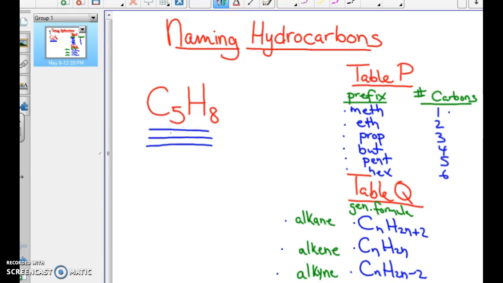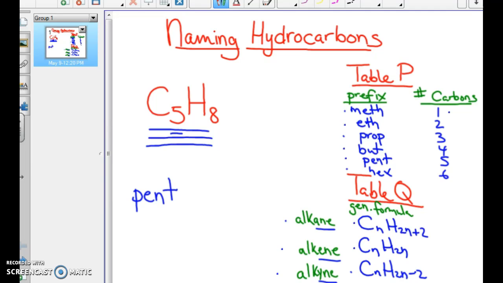Because I have 5 carbons here, that means that the name obviously has to have pent in it. Well, what does that mean? Does it mean that I'm dealing with pentane, pentene, or pentyne? Well, we have to go now to table Q and match up the relevant general formula. How do I do that?